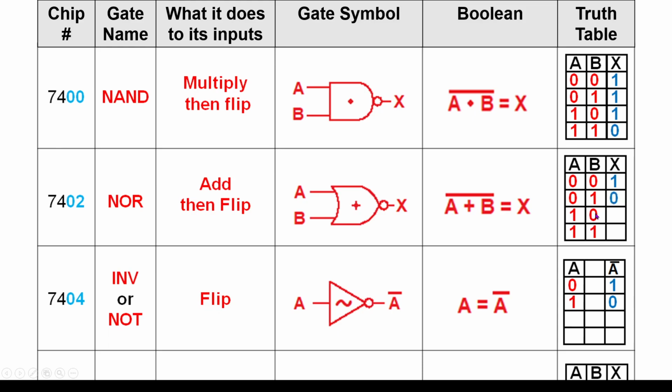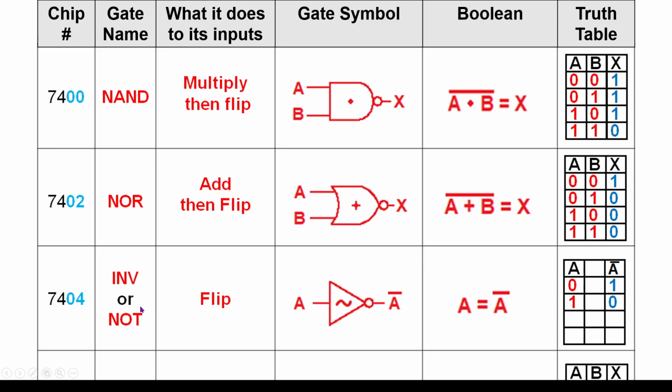1 plus 0 is a 1, but the opposite of that is a 0. And 1 plus 1, well, remember, true plus true is true. That's the way you have to think about it, and we'll explain more later. I know it's confusing, but 1 plus 1 is going to be 1. But flip that over, and that is also a 0. The output of the NOR gate is exactly opposite of the output of the OR gate.